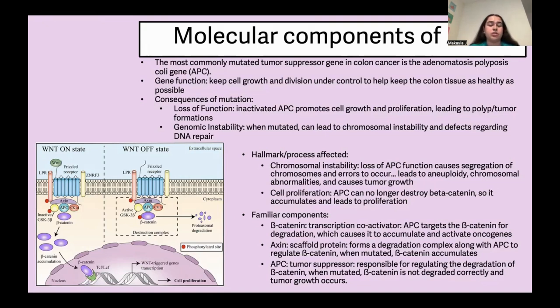Beta-catenin serves as a transcription co-activator, which forms a complex with APC to degrade beta-catenin when mutated. Beta-catenin is no longer degraded, and it causes the loss of APC and the accumulation of beta-catenin in the nucleus. APC is a tumor suppressor gene that is a key component in regulating the degradation of beta-catenin, and when this is not done correctly, tumor growth occurs.